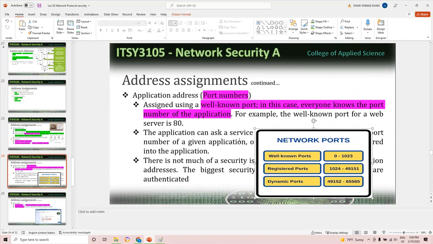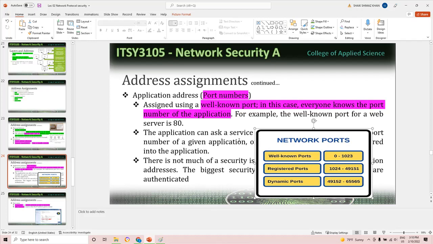Okay. So well known port numbers means, for example, web application. If you are running any PHP web application, the default port number for any web server is port number 80. Similarly, for FTP protocol, the default port numbers are 20 and 21. Clear? So for each and every network based service, there should be some port numbers. So they are classified into these 3 categories.